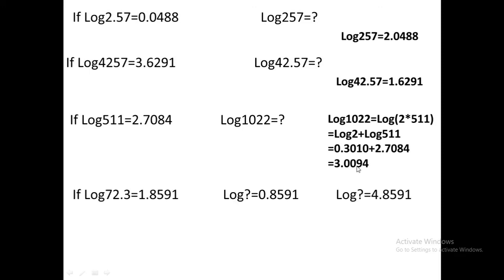Sometimes the examiner wants us to calculate the antilog value. Like in this case, log 72.3 is mentioned as 1.8591, and the examiner wants us to calculate the antilog value of 0.8591 or the antilog value of 4.8591. So in this case we simply write 723, and if it is 0 in the first case, we put the decimal after 1 digit, and if it is 4, we put the decimal after 5 digits.